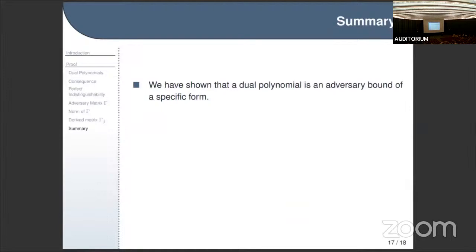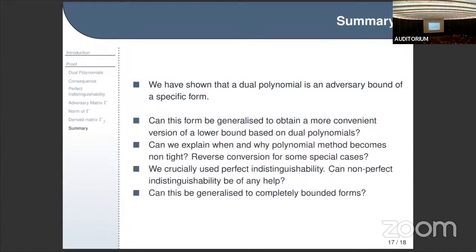To summarize, we have shown that the dual polynomial is an adversary bound of a very specific form, and this specific form is really based on having this perfect indistinguishability, because as soon as we don't have this perfect indistinguishability, it becomes much harder to show that the norm behaves as it should behave. This is also one observation that raises a lot of open questions which can be discussed.